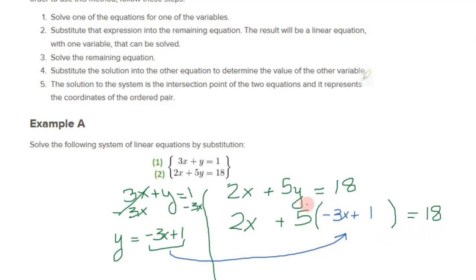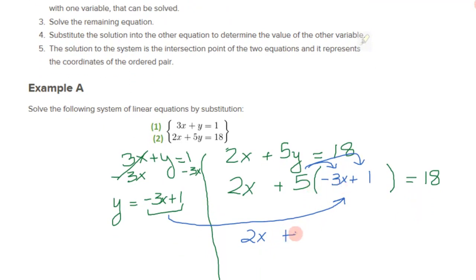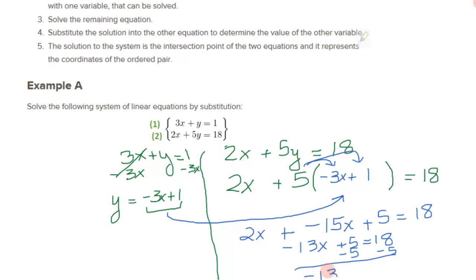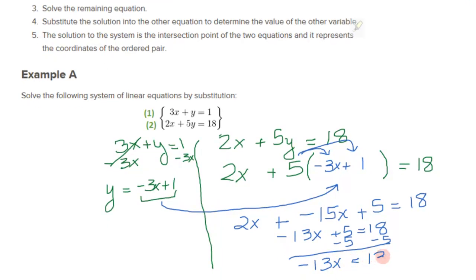Okay, well now, if you said that we need to distribute here, you are absolutely right. It's looking like we're going to distribute the 5. So let me bring this down. So that's 2x plus, and then 5 times negative 3x is a negative 15x. 5 times 1 is a positive 5 equals 18. Okay, add these together, like terms, negative 13x plus 5 equals 18. Okay, so we're solving for x, so subtract 5. Subtract 5, we get negative 13x equals 13, and divide by negative 13.